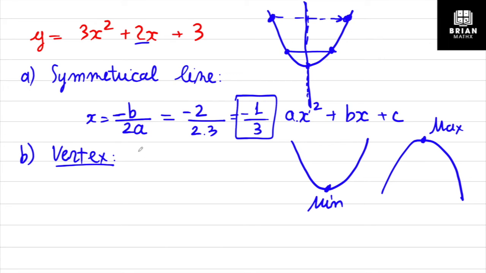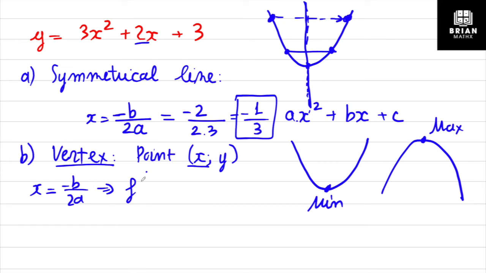The vertex is a point, so you need to know about x and y. The first step, the symmetrical line, will tell you the x coordinate of the vertex. So when you get x equals negative b over 2a, you substitute into the function and you will find the value of y. Example: from the first step, I know x equals negative 1 over 3.